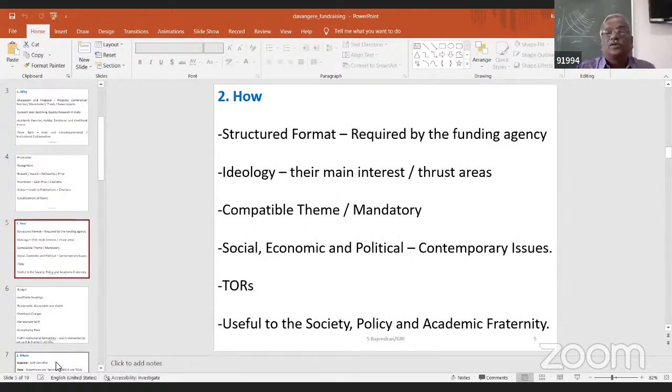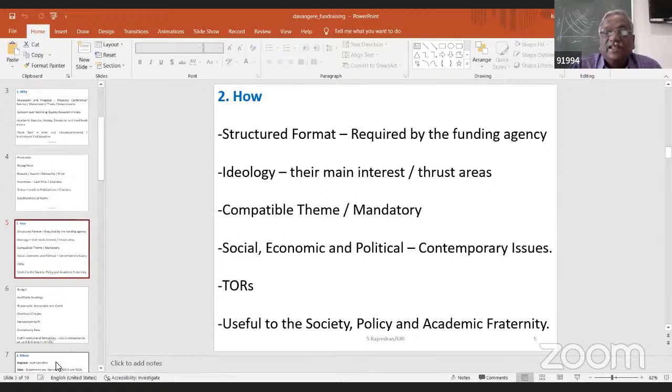And how do we go about preparing the research proposal, the research note? There must be a structured format, which we call the scientific format. And more importantly, the format should fulfill the requirements of the funding agency's interest. And again, the research report should address, either indirectly or directly or in both ways, the ideological fringe factors of the funding agencies. In other words, their interest.